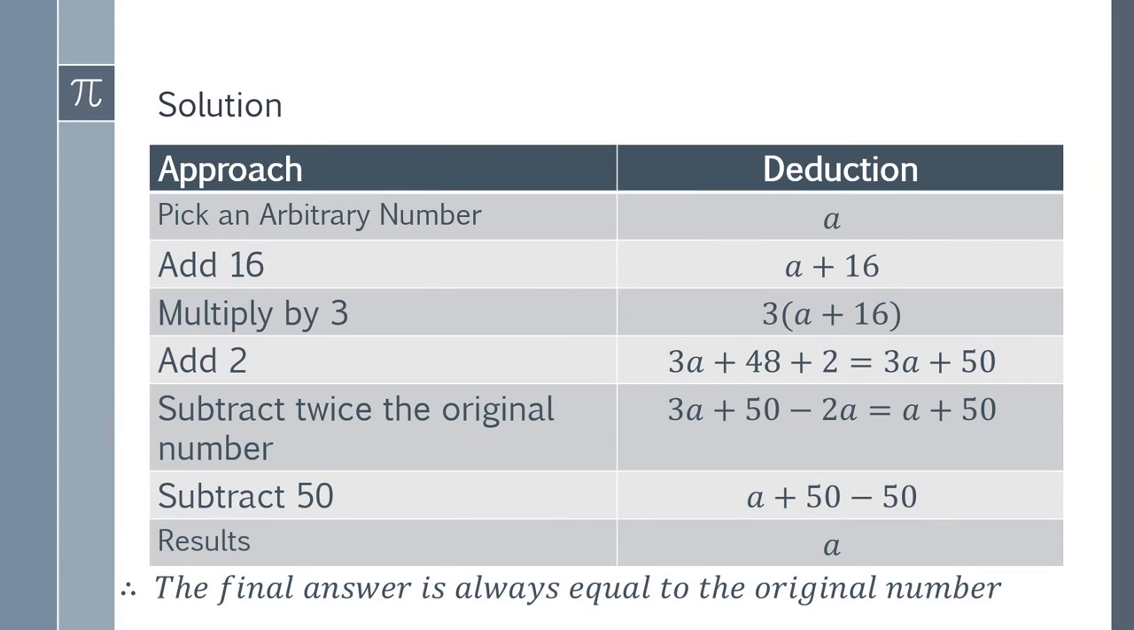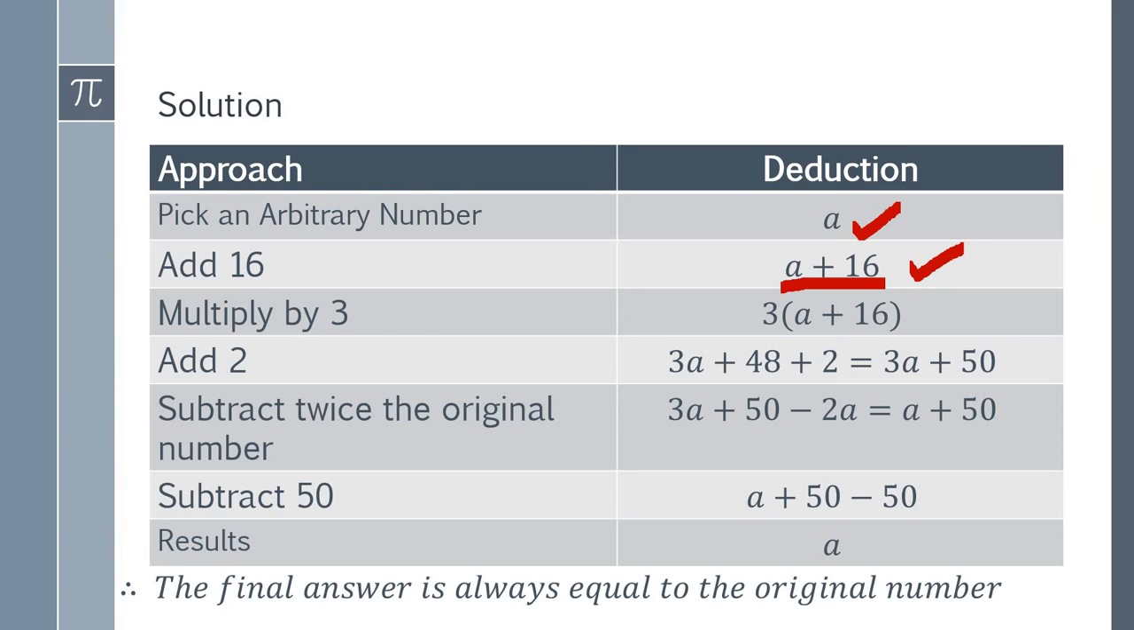So our approach again is deduction. You pick an arbitrary number. Again, I'm using A. I added 16, so I have A plus 16. Multiply by 3, this time it should have a parenthesis because you have a binomial here. And multiplying a monomial and a binomial, that would apply the distributive property of multiplication over addition.